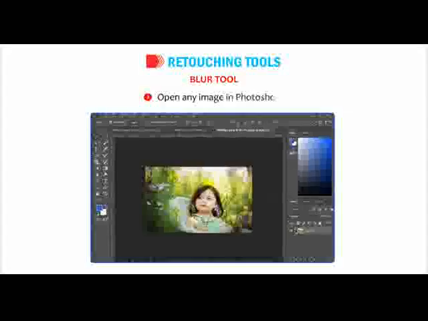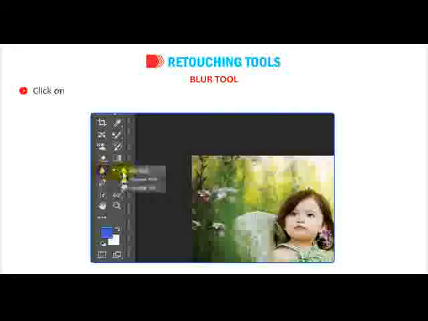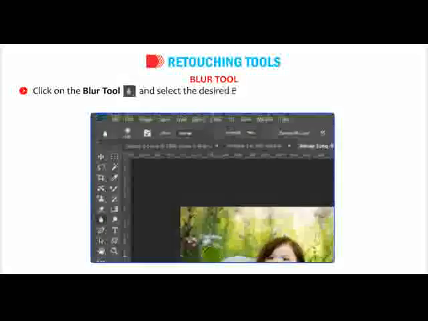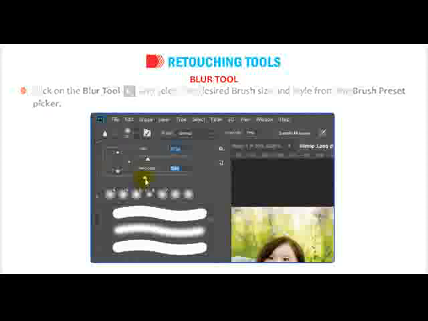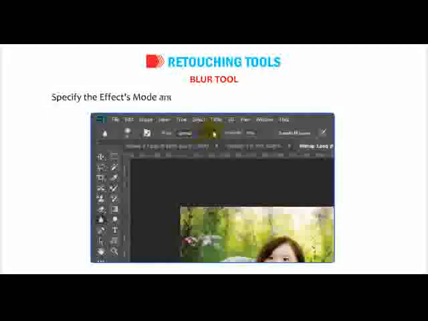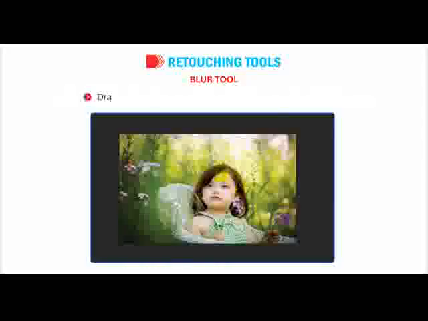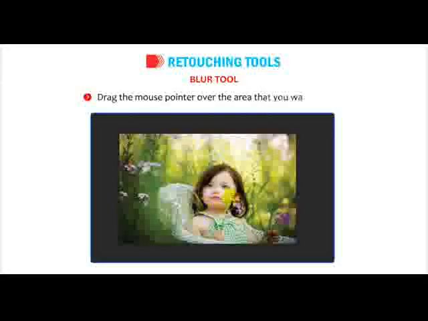Open any image in Photoshop. Click on the Blur tool and select the desired brush size and style from the brush preset picker. Specify the effects mode and set the strength for stroke from the options bar. Drag the mouse pointer over the area that you want to blur.